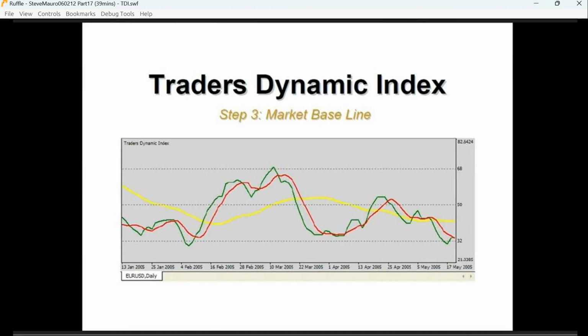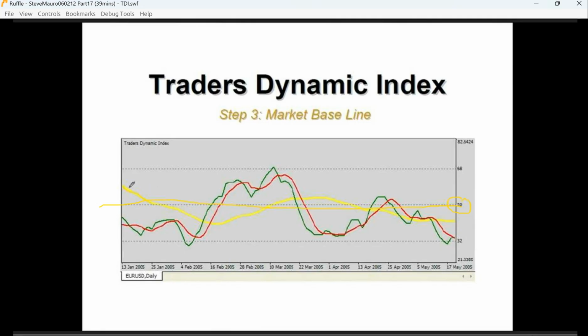Now, this is the part that I love about this indicator. A traditional RSI offers you a fixed 50 or market baseline. If the price is above the market baseline, the trend is positive. If price is below the market baseline, the trend is negative or down. The 50 is liquid in the TDI. It's a moving market baseline. I call it a liquid 50. This line here replaces this dotted antiquated line that's fixed.